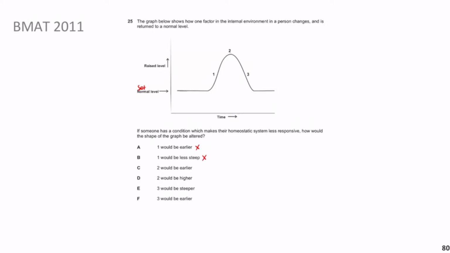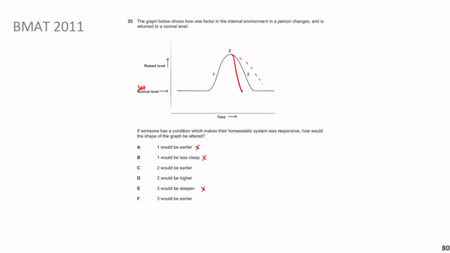And then let's actually skip to E and F. So it says 3 would be steeper, right? If 3 is steeper, that means it would come back down more rapidly. That's obviously not going to be the case, because if your homeostasis is not working properly, it would probably look more like this, something like that. It would take much longer for you to correct it. So it can't be that.